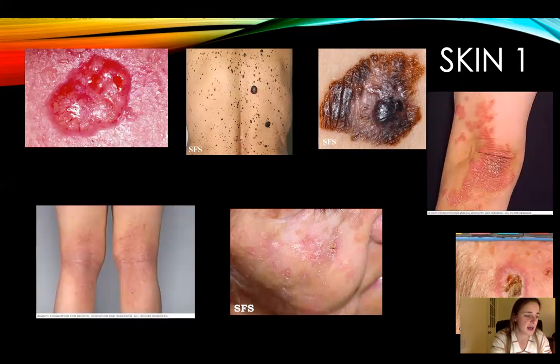And let me check my timer. I have 1 minute and 45 seconds. So let me pause my timer because I already know I'm going to go over.